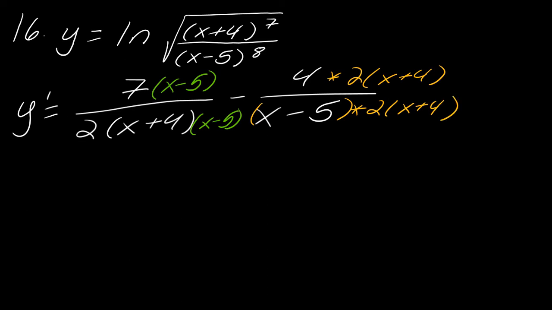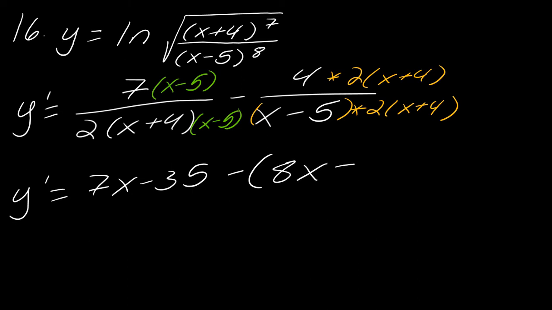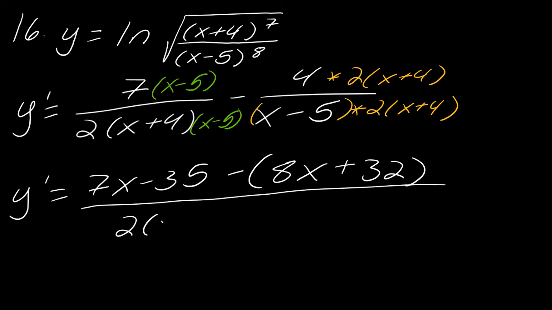So now, the top will be 7x minus 35, and then I'll have this minus, let's see, what does this come out to? 8x plus 32. Now, notice that I'm subtracting off this fraction. So I put this numerator work in parentheses, and then I subtracted it off to make sure I captured the minus sign that applies to this whole fraction. And all of this now is over the common denominator, 2 times x plus 4 times x minus 5.